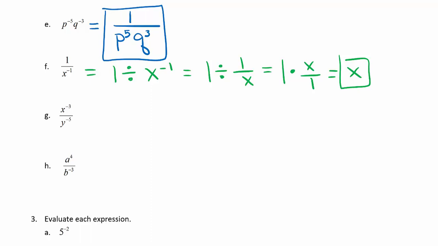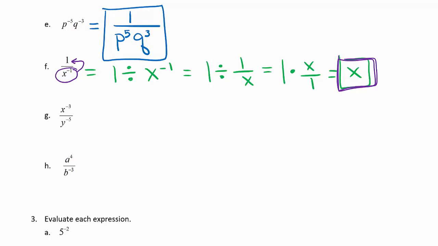But the faster way is to recognize if you have something with a negative exponent, you can always move it to the other side of the fraction bar and make that exponent positive. And so you would just get an x to the 1 in the numerator. So let's apply this shortcut. Let's see if we can apply this shortcut to example G.